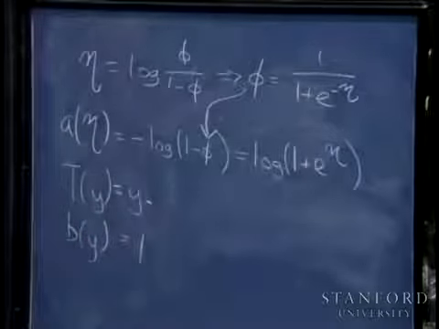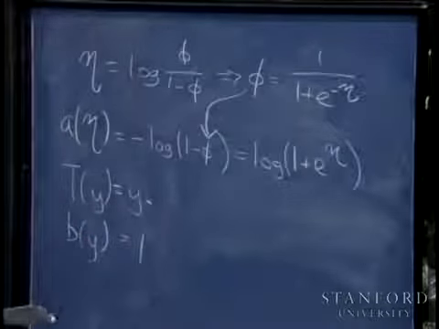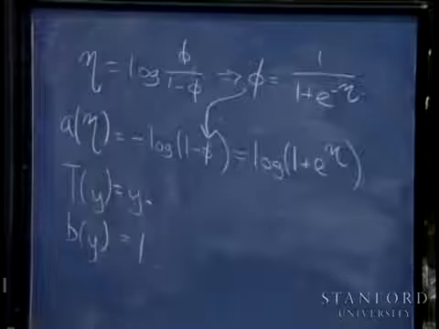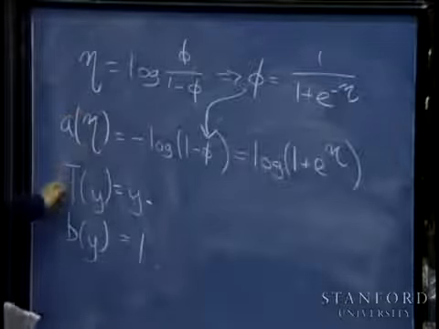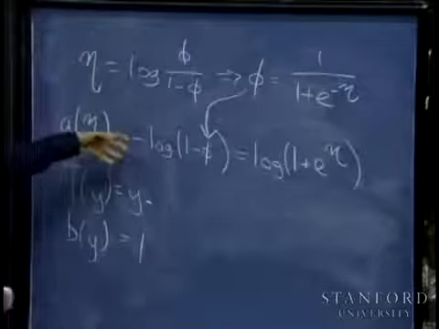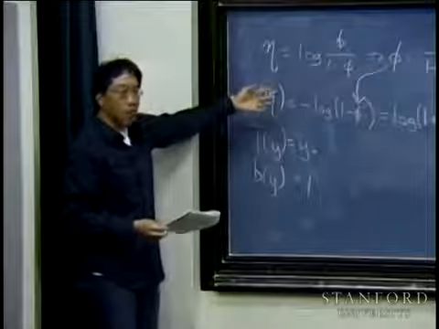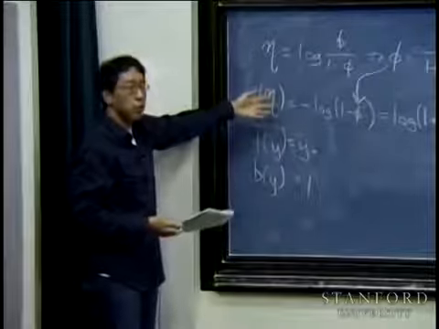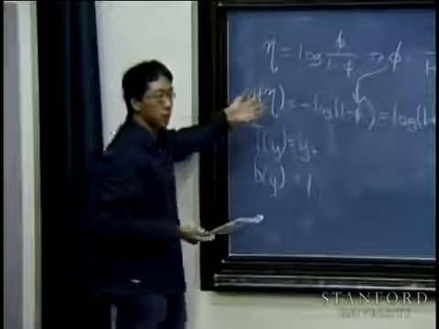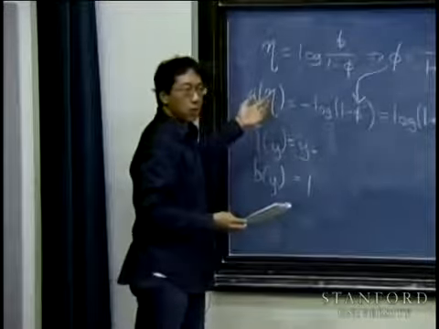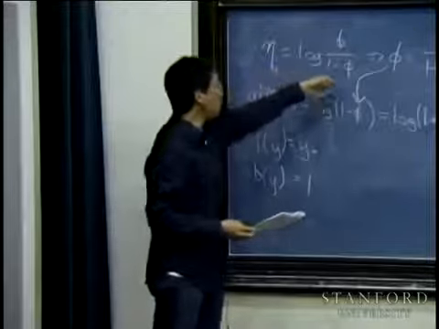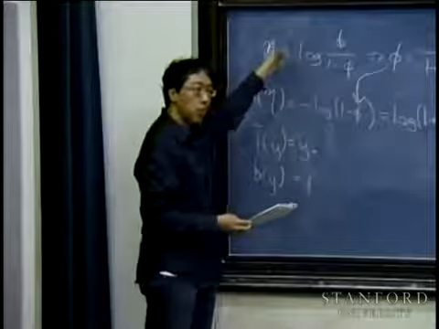Just to recap what we've done, we've come up with a certain choice of functions a, t, and b, so that my formula for the exponential family distribution now becomes exactly the formula for the probability mass function of the Bernoulli distribution. And the natural parameter eta has a certain relationship with the original parameter of the Bernoulli.